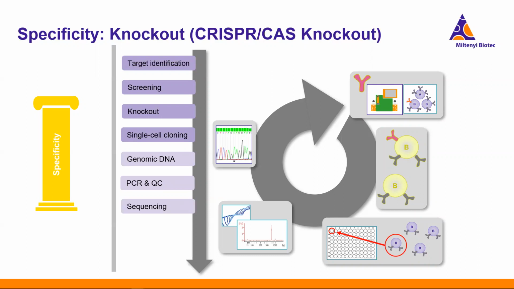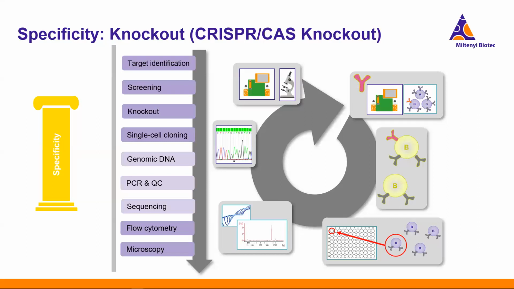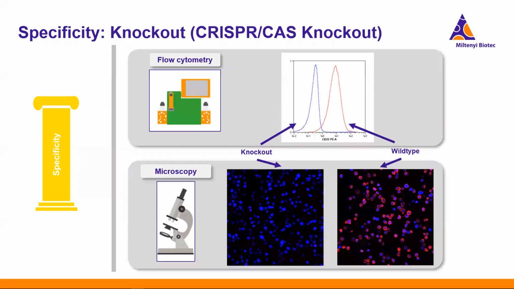And then the clones used for testing will be selected by the DNA sequence that has the most reliable knockout. And then the knockout cell line is compared to the wild type cell line by staining with the antibody that we've developed, by flow cytometry as well as fluorescent microscopy. And this is what the results generally look like.